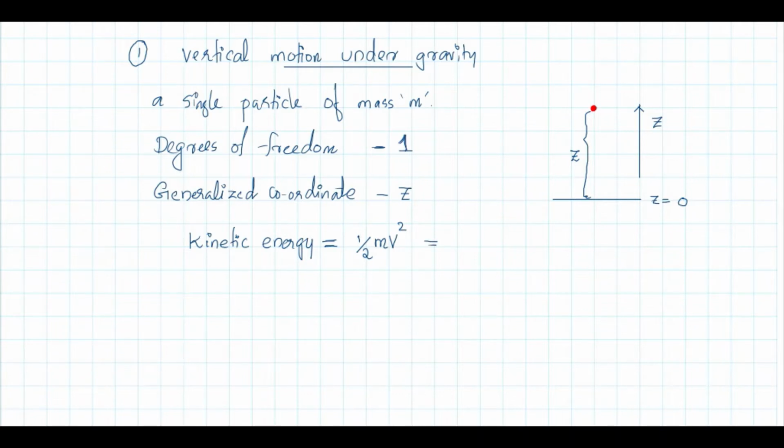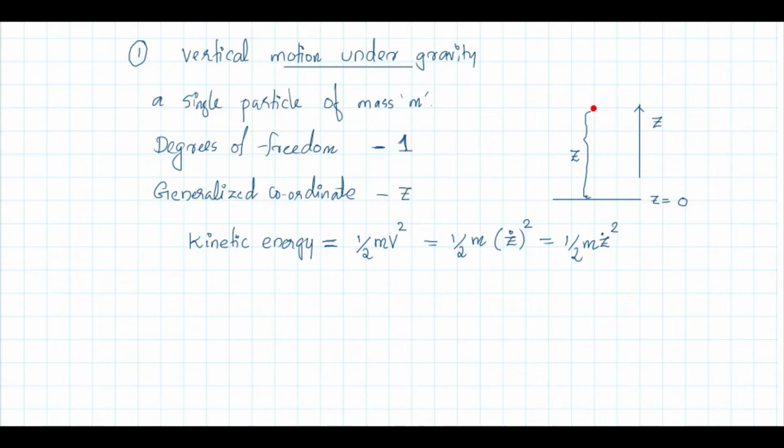Here you can write v as z dot because the particle is moving only along the z direction. So as the particle moves with respect to time, this z coordinate will vary. If it is moving upward, z dot is positive. If it is moving downward, z dot is negative. But irrespective of whether it is positive or negative, z dot square will always be positive. So it is irrelevant whether it is moving upward or downward. We will get kinetic energy as half m z dot square.